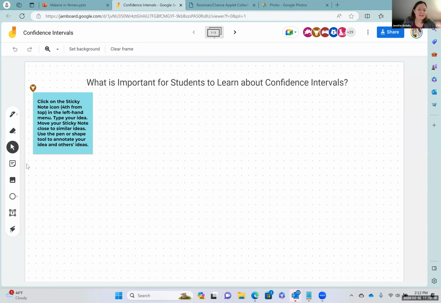So to get a sticky note, you go over to the left-hand menu, and it's the fourth icon down. And when you click on it, you're able to get your own sticky note and record something about what you value in terms of students learning about confidence intervals.